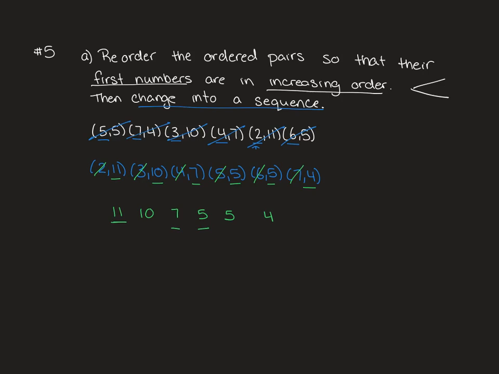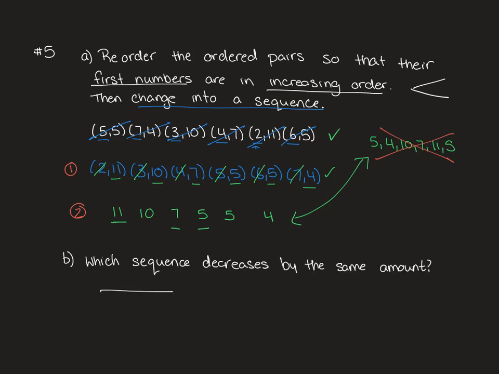Now, the reason we needed to do this step first of putting them in order is because if we didn't, our sequence would go 5, 4, 10, 7, 11, 5, which is not the same. They're not going to have the same pattern necessarily. So we need to make sure that we are actually going through step 1 and then to step 2 to make sure it's in the right order.